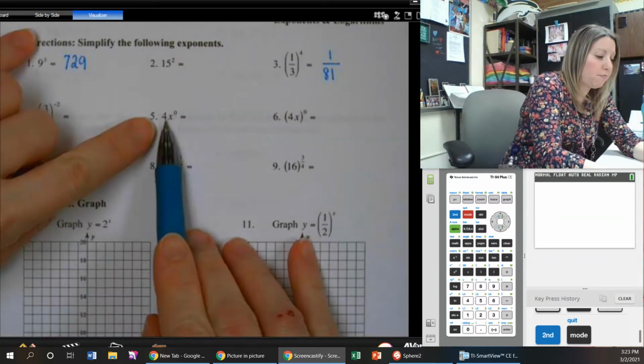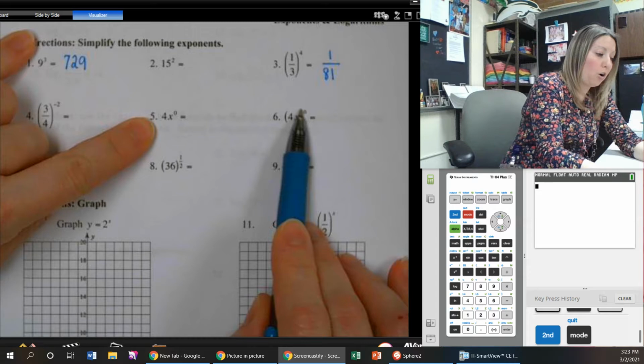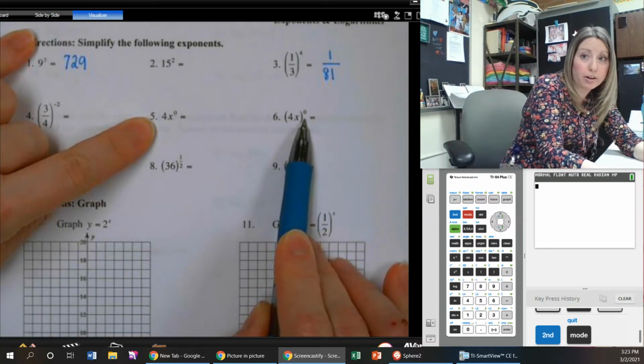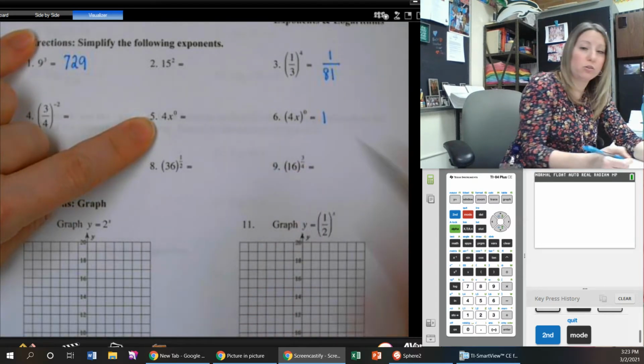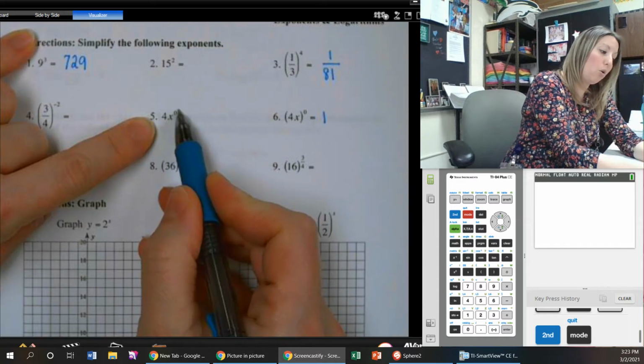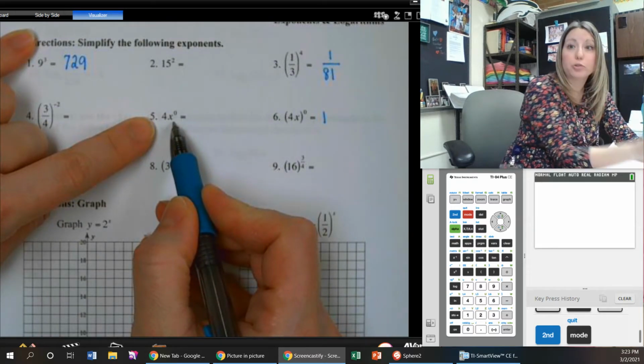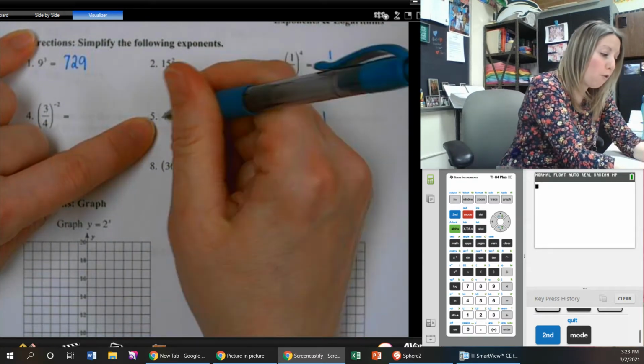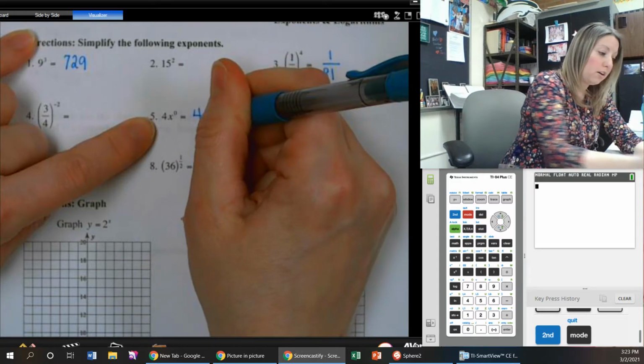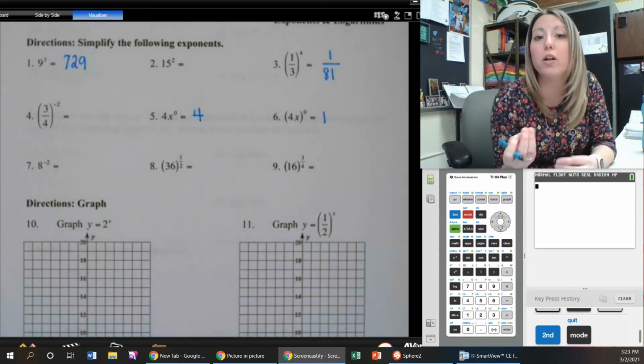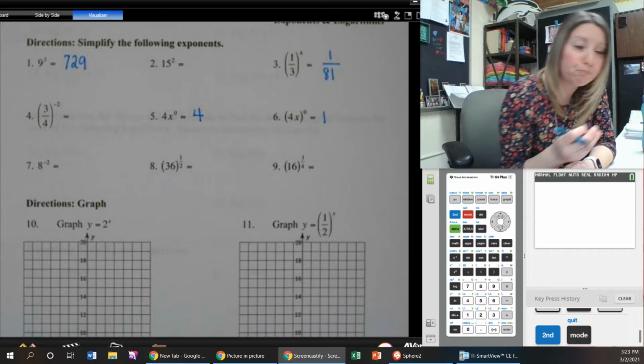The difference between 5 and 6. The whole thing on number 6 is being raised to the 0 power. So the whole thing is 1, versus over here, only x is being raised to the 0 power. So only the x is 1. 4 times 1 is still 4. So you have to be careful about what's being raised to the 0 power.